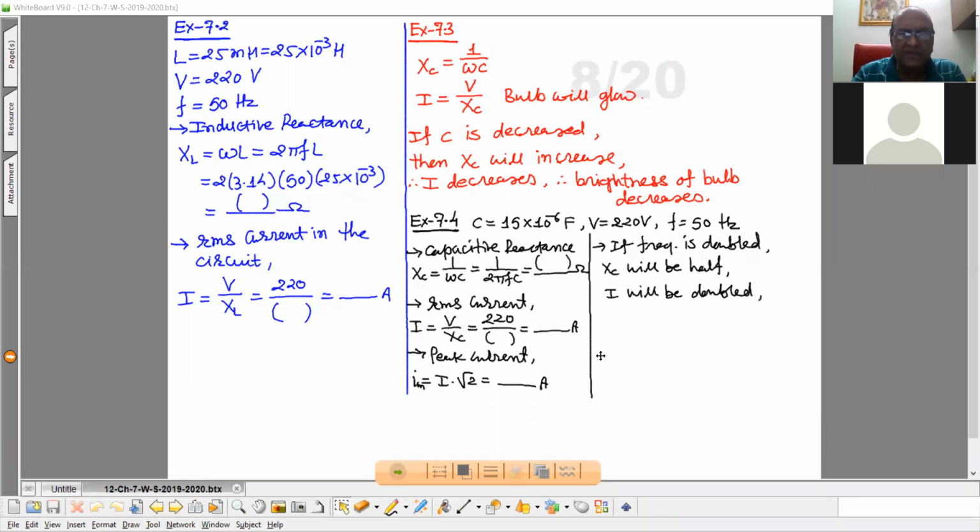Now if the frequency is doubled, then what happens to the capacitive reactance and current? Now see this equation. If frequency is doubled, then capacitive reactance will be half. And if this capacitive reactance becomes half, then the current will be doubled. Clear to all of you? Any doubt in this one?